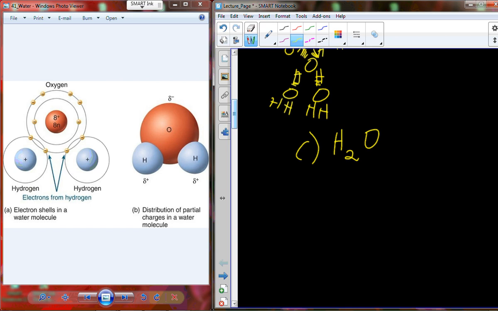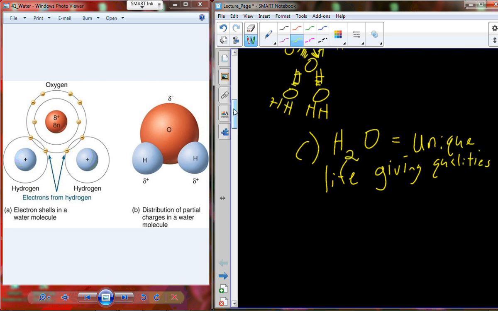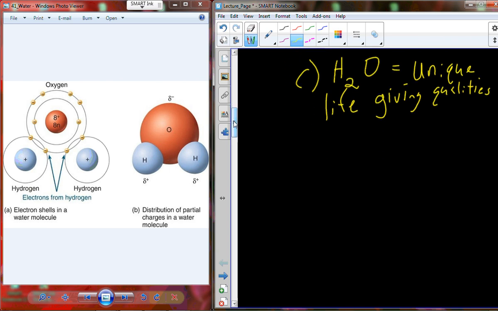Okay, so because of its polar nature, the unique structure that the water has, water can have some very unique life-giving qualities. And I'm going to do my best to describe and to discuss each of these life-giving qualities that are present in water because of its polar nature. First one is going to be that water is very chemically active or reactive.